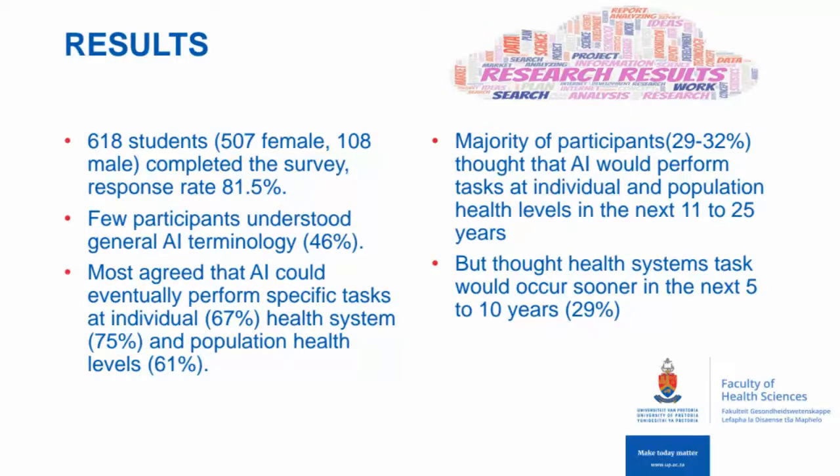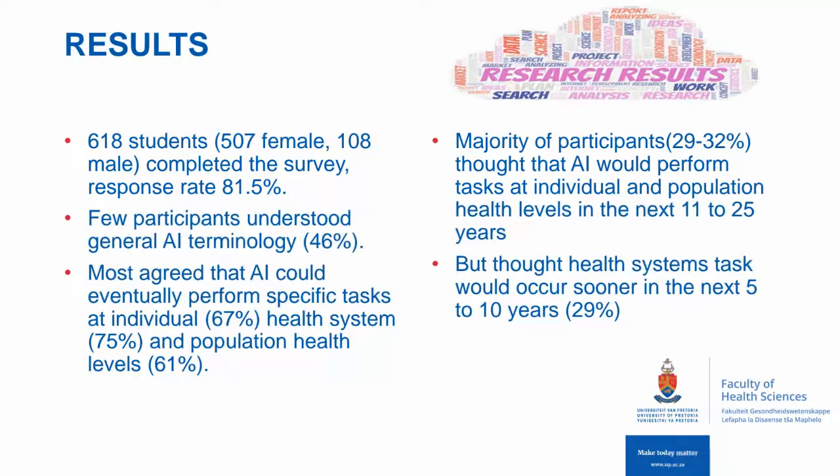Then we asked how they perceived AI to work at different levels of health, such as individual health, health systems, and population health. 67% agreed that AI would eventually perform individual health tasks, which included monitoring of patient compliance, performing surgery, and providing empathetic care. 75% agreed that AI could perform health systems tasks such as providing documentation about patients and providing recommendations for improved quality of practice in hospitals. We also asked about population health tasks such as conducting health surveillance and outbreak prevention, and 61% agreed that AI could do that.